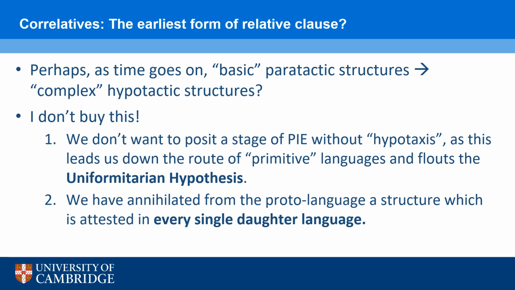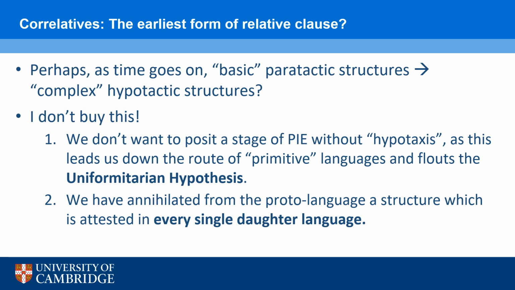For instance, even though they may disagree on the exact forms, all of the daughter languages show verbal morphology of some kind, and so we reconstruct it into the proto-language. Since plain relatives exist in all the daughter languages, if we don't reconstruct them into the proto-language, we've sort of thrown our own rule in the bin, and that's also something we want to avoid.